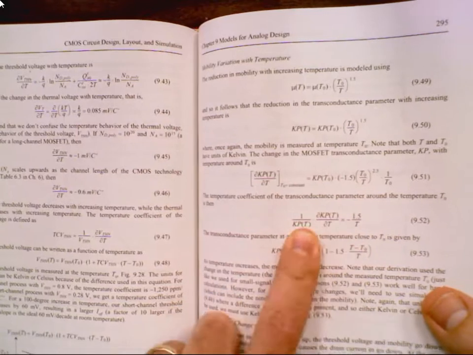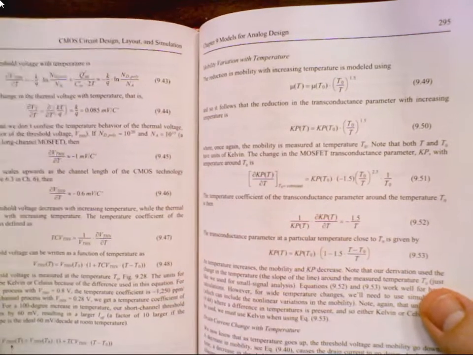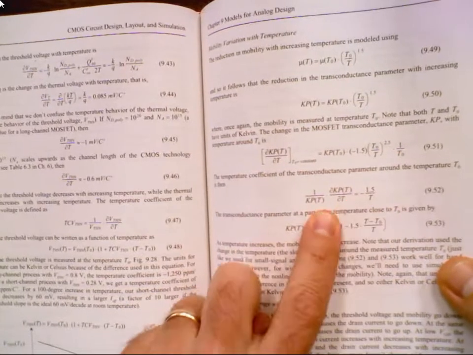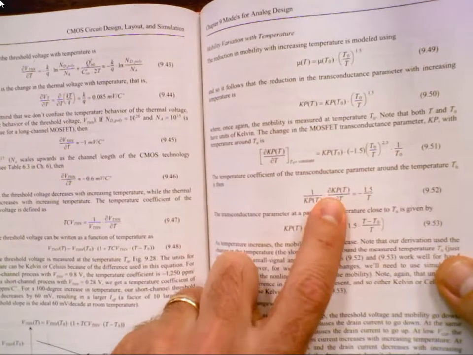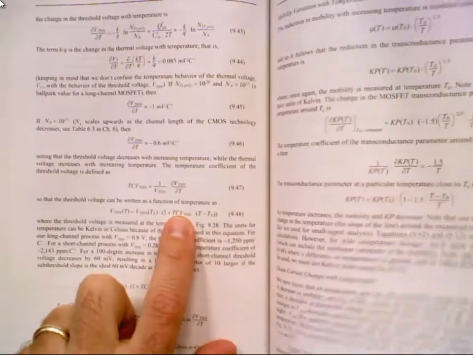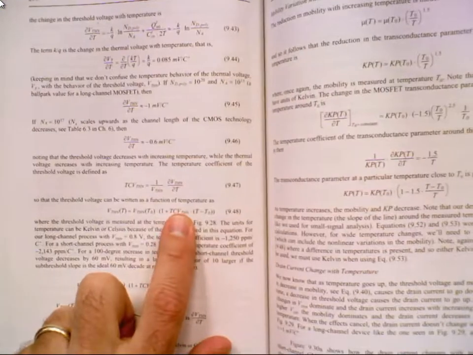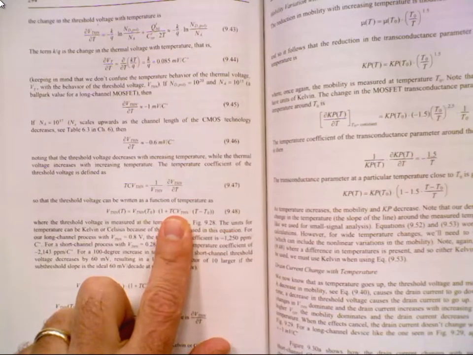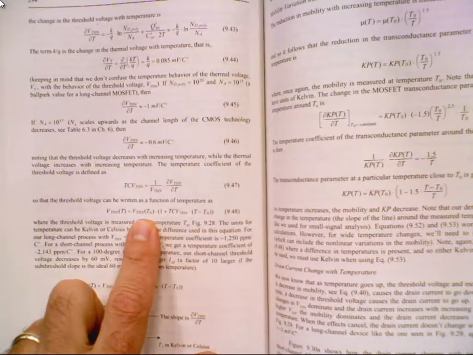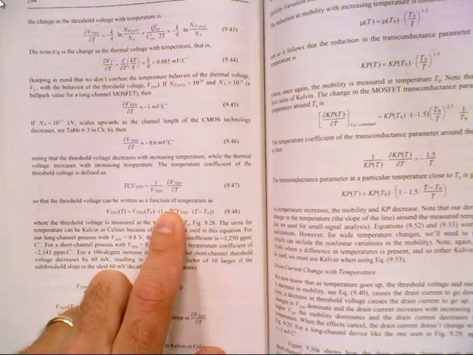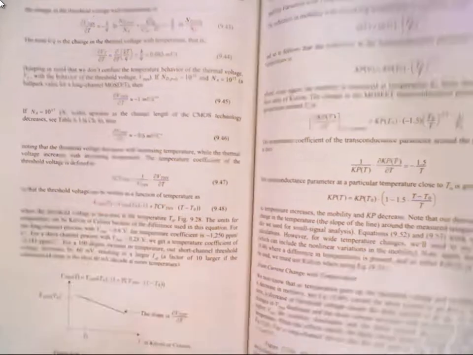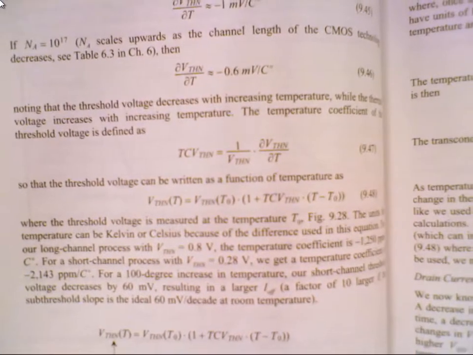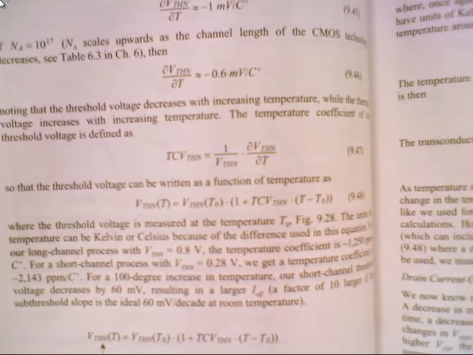Okay, so remember that. Remember what we do once we have this, the temperature coefficient of the transconductance parameter. That's TC Kp, if you will. Then you have your transconductance parameter at some temperature T0, and then how it changes with temperature. So all of these are, if you look, like threshold voltage is equal to the threshold voltage at some measured temperature times 1 plus the temperature coefficient times T minus T0.